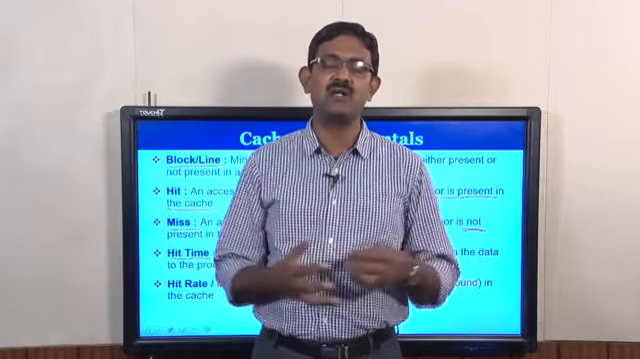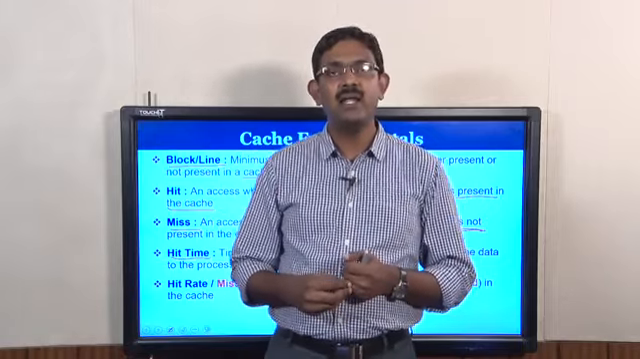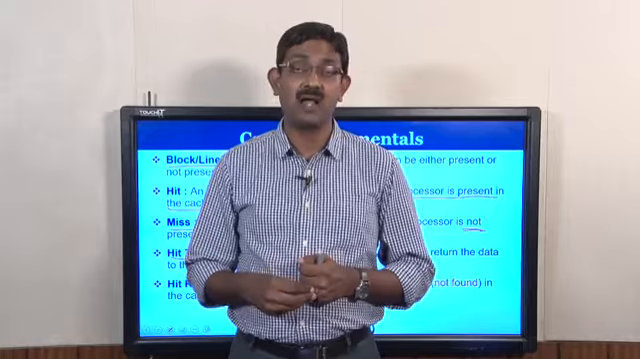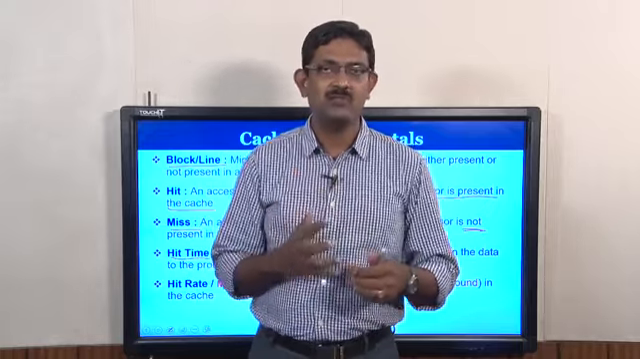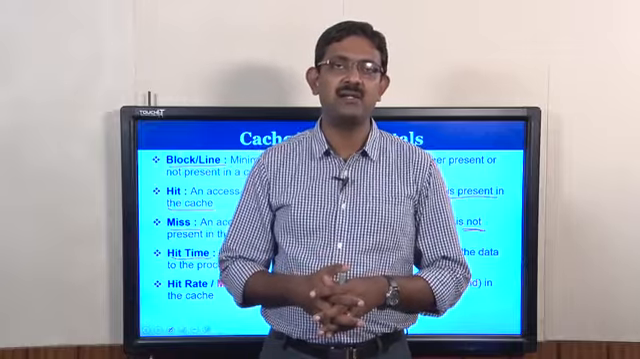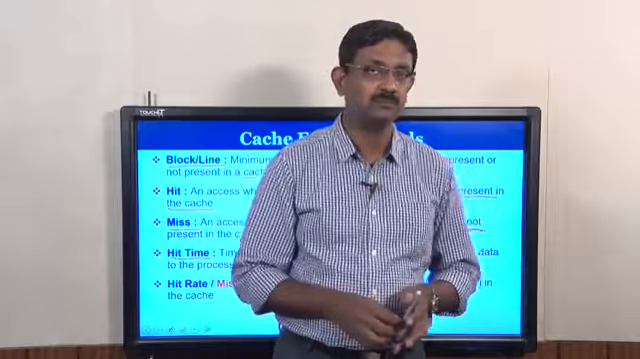So, hit rate plus miss rate is always equal to 1. Ideally, we expect caches to have a hit rate as close as possible to 1. And the hit rate cannot be larger than 1. If every access is present in the cache, then it is called a hit rate of 1.